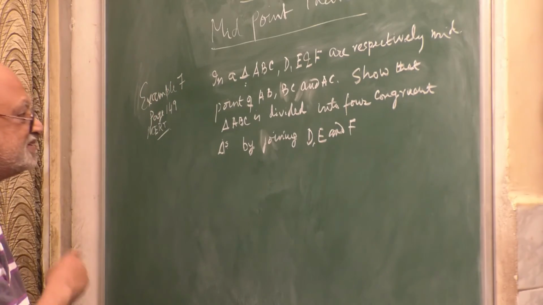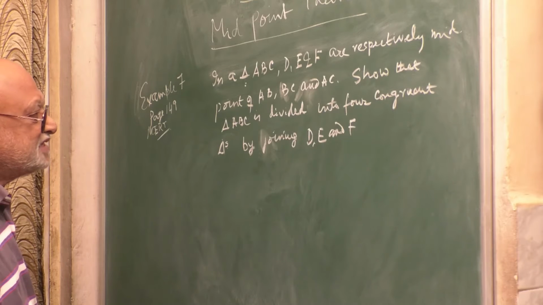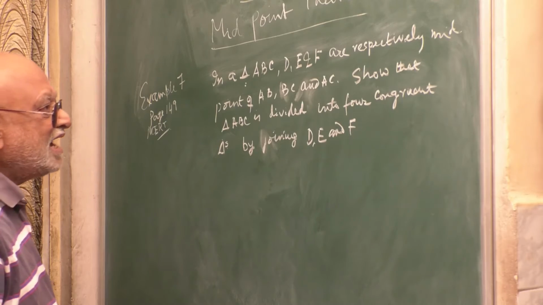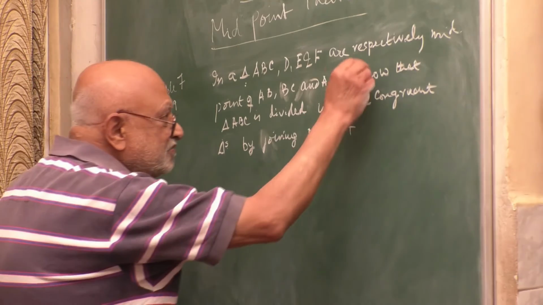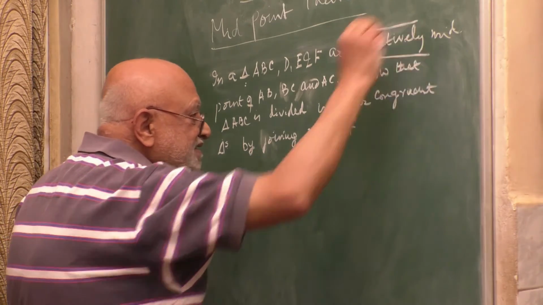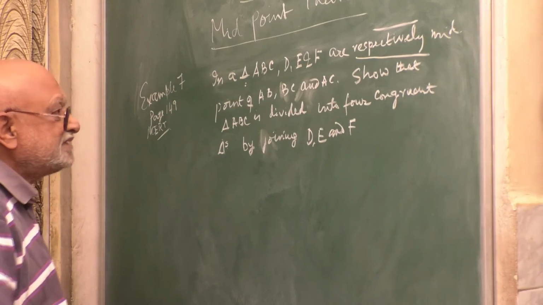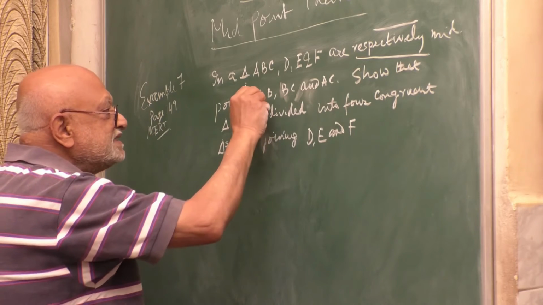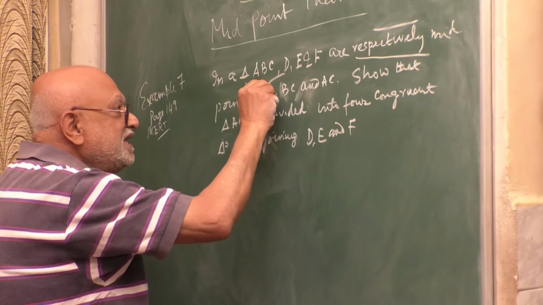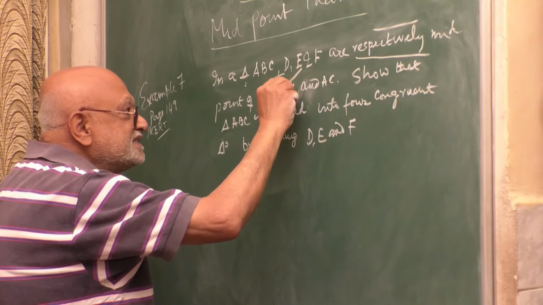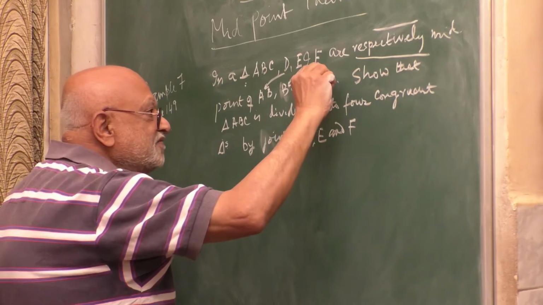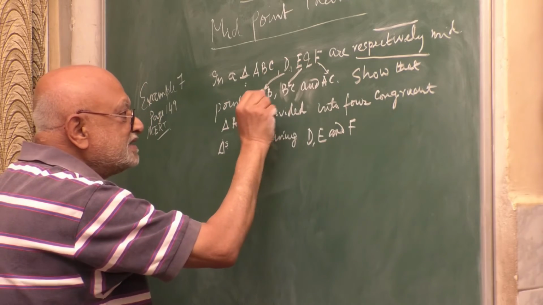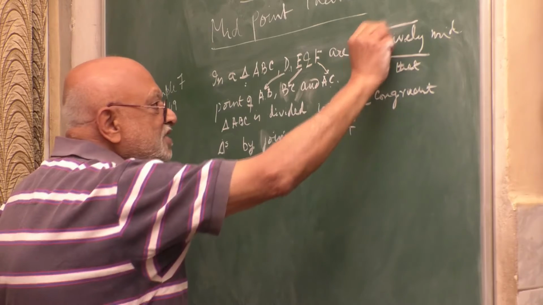Before I start the solution of this, just to explain, the solution is given in the book. So why am I doing it? I am explaining it to you. Now, what is the meaning of this word respectively? People get confused. Respectively means you start as it comes. That means D is of AB, E is of BC, and F is of AC. Because this comes in this order, you have to take them in this order. That is the meaning of respectively.